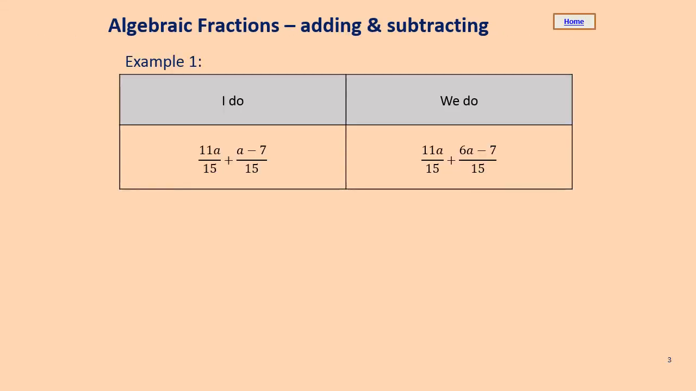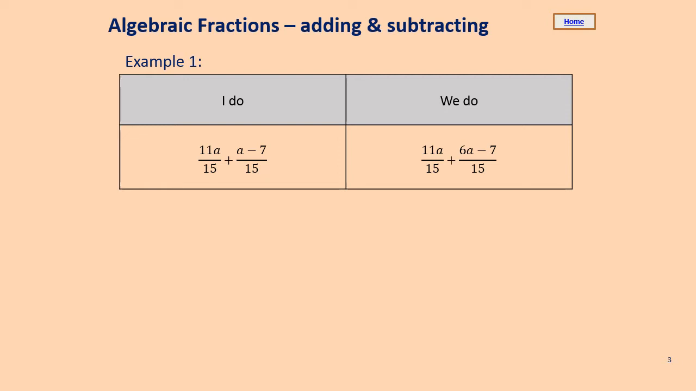So, as I said previously, we're going to be adding and subtracting algebraic fractions today. This is the first example. You'll notice we've got 11a over 15 plus a minus 7 over 15. Now, algebraic fractions are just like normal fractions. When we add them or subtract them, we have to have a common denominator, and you'll see we've got that here. We've got 15 on the denominator of both fractions. So adding these two fractions together, they already have a common denominator. So simply what I have to do is add these two numerators together.